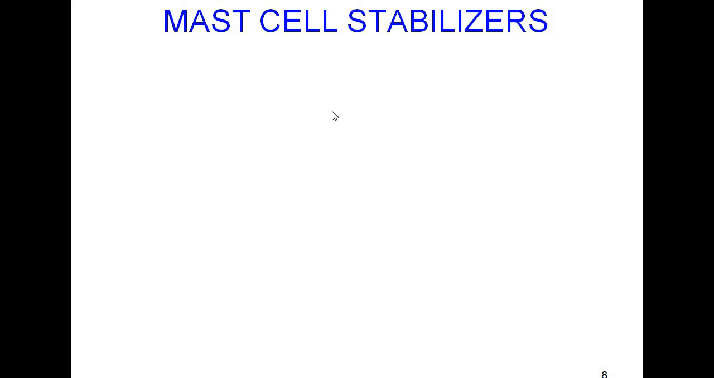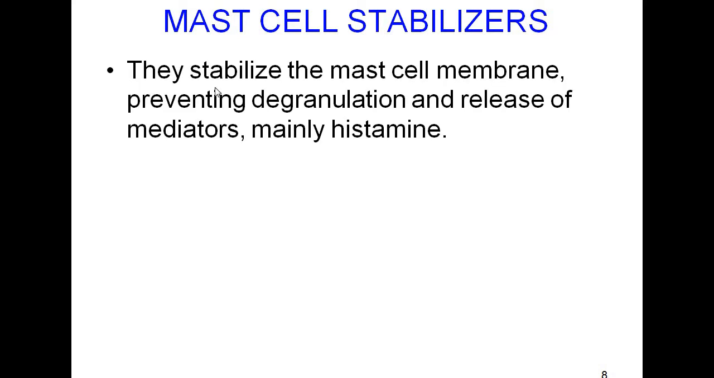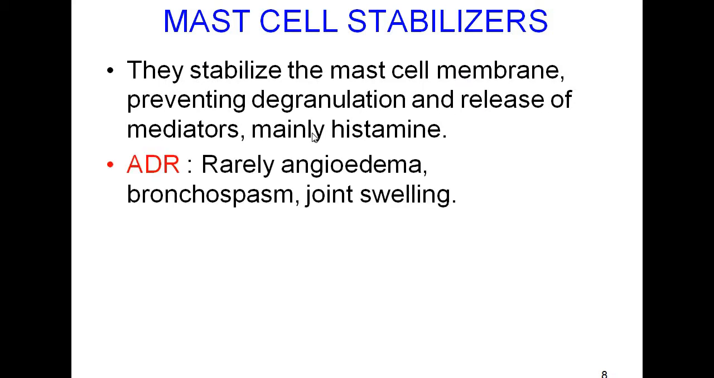The mast cell stabilizers are used in preventing an acute attack. So when there is an antigen-antibody reaction, the mast cell membrane ruptures, releasing large quantities of histamine and other bronchoconstricting mediators. So by stabilizing the mast cell, this release of histamine is prevented. So they stabilize the mast cell membrane, prevent degranulation and release of the chemical mediators of inflammation, mainly histamine.